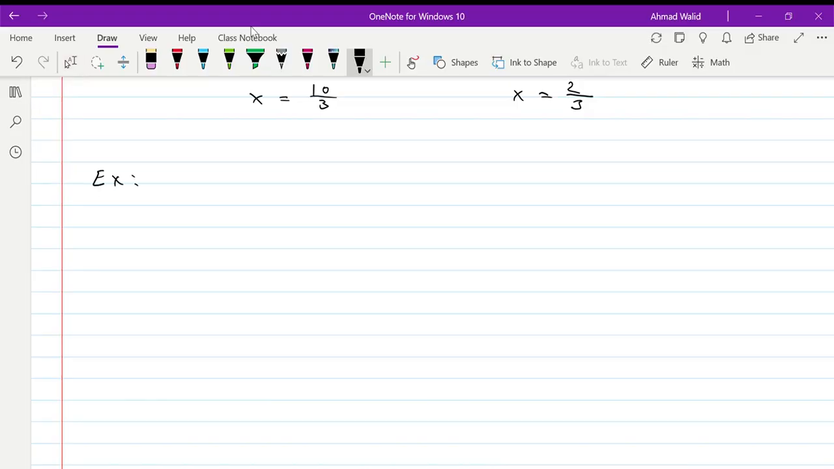I'll copy this one from your book. Absolute value of x plus 1 equals 3x minus 3.